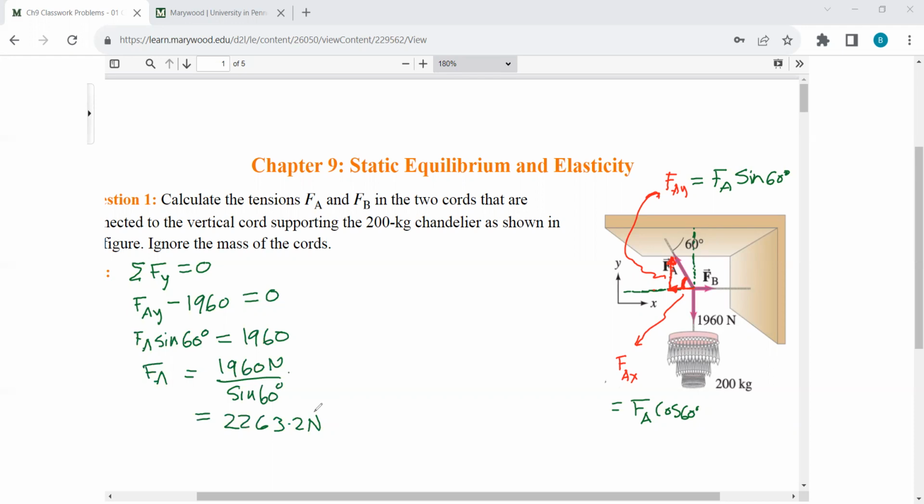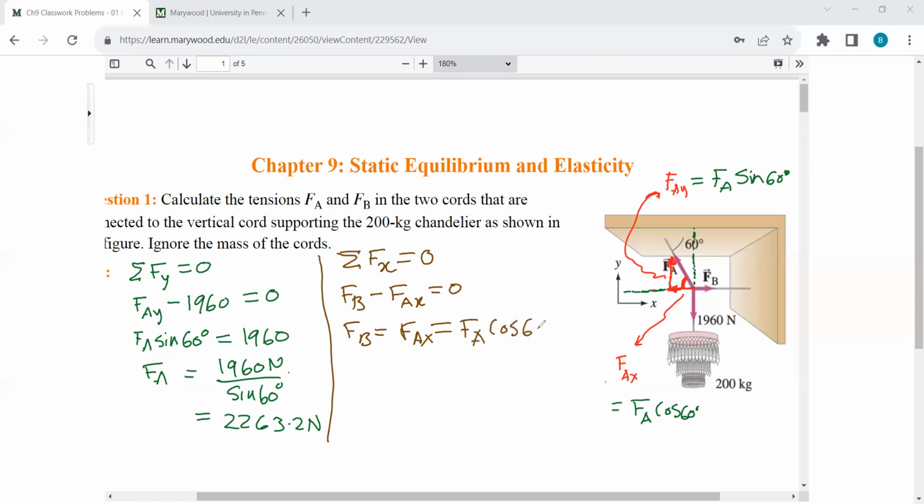Now the next thing is we have to calculate what is Fb. Now Fb can be solved by using this equation. Along the x-axis we have Fb, and we have also Fax. So Fb is basically equal to Fax, and Fax is equal to Fa cosine 60 degree. Okay, so Fa is 2263.2 Newton, and then cosine 60 degree, so it will be 1131.6 Newton.